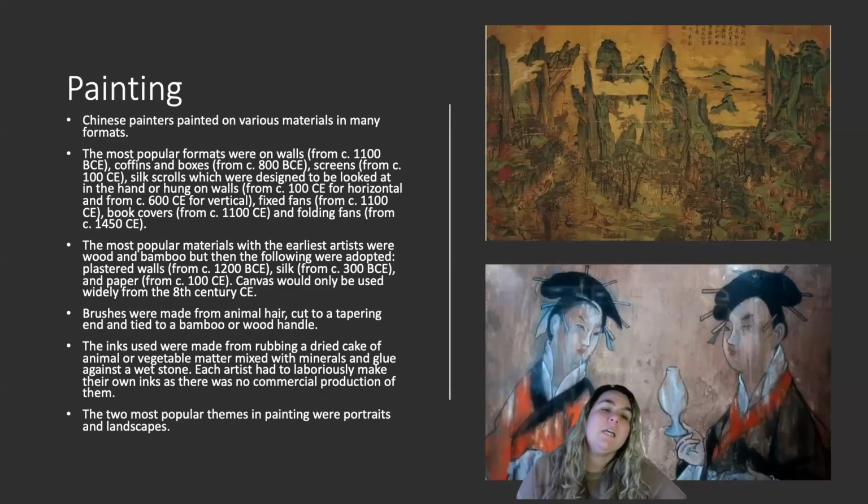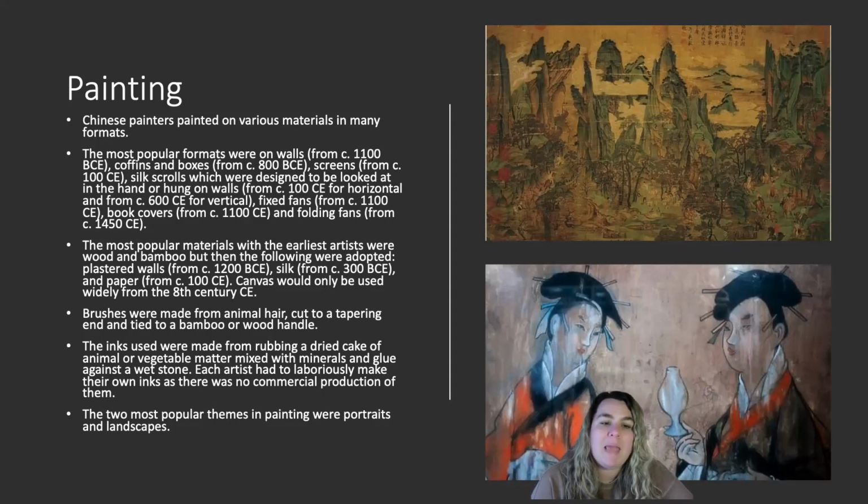All right, so painting. Chinese painters painted on various materials in many formats. The most popular formats were on walls, coffins and boxes, screens, silk scrolls, which were designed to be unrolled by hand and hung on walls, fixed fans, book covers, and folding fans. The most popular materials with the earliest artists were wood and bamboo, but then the following were adopted: plastered walls, silk, and paper. Canvas would only be used widely from the 8th century.